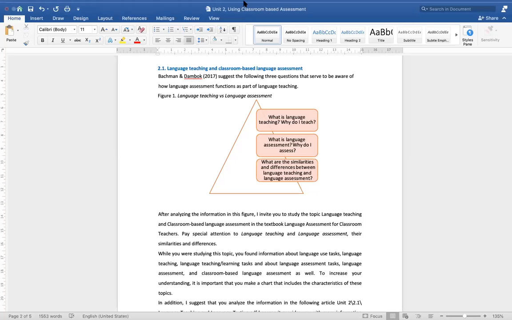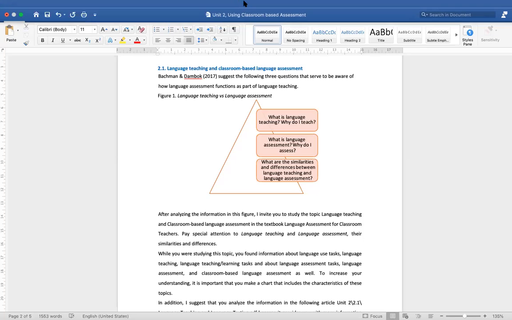Language teaching, which should properly be language teaching-learning, because those two words, learning and teaching, should always be together. Thank you very much. Now, what is language assessment? If somebody could please help us with language assessment.